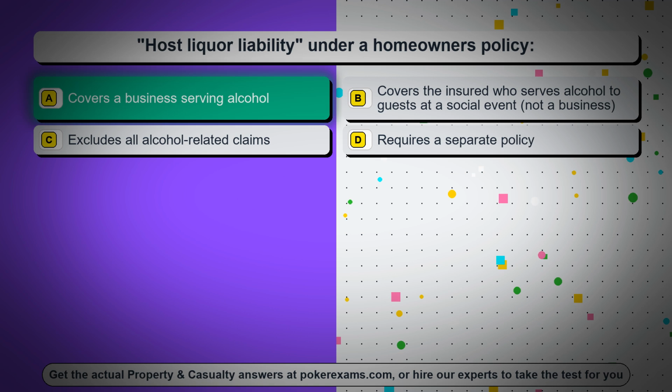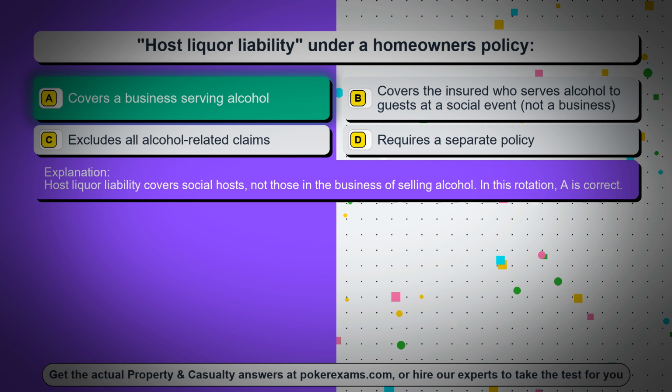The correct answer is option A, covers a business serving alcohol. Host liquor liability covers social hosts, not those in the business of selling alcohol. In this rotation, A is correct.